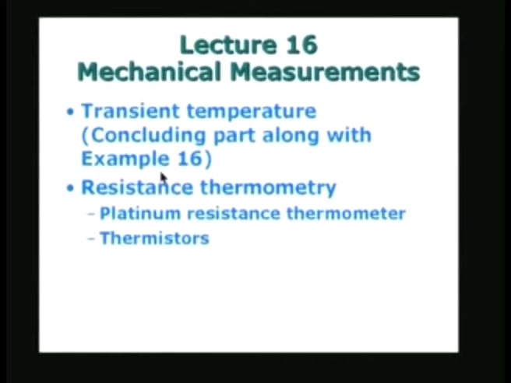I will work it out on the board, and then I will look at resistance thermometry. 2 different aspects are there. One is a platinum resistance thermometer, which is very often used, and many times we also use what are called thermistors, which are also temperature sensors, where the resistance of the element changes with respect to temperature in definite fashion.